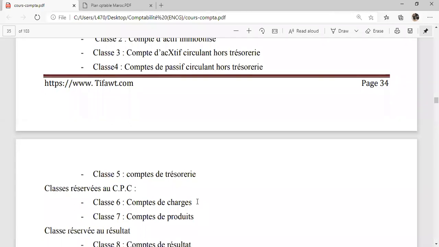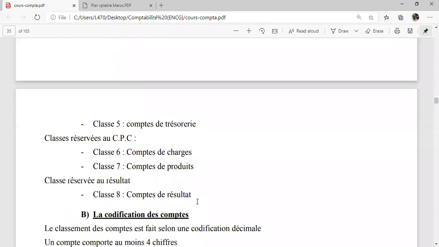So moving to class 8, like I said, we have compte de résultat. The résultat is simply the net result we get after our accounting period. So these are strictly reserved into class 8. Then we have class 0, but we do not use it, at least not for Comptabilité Générale.